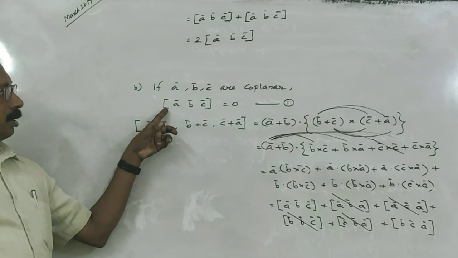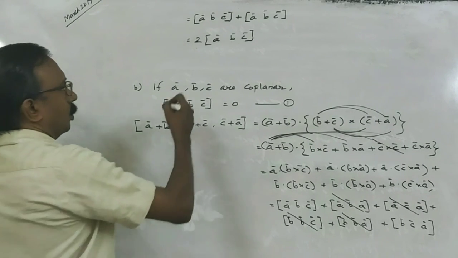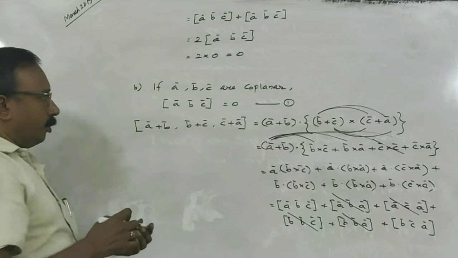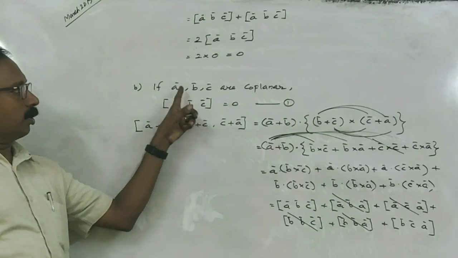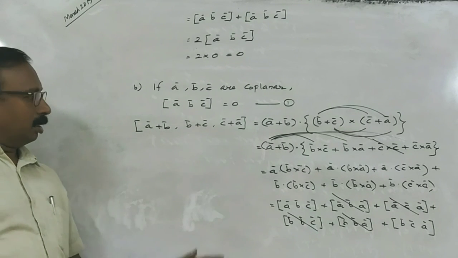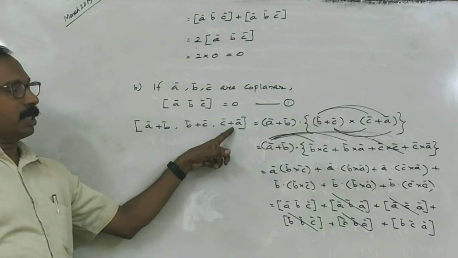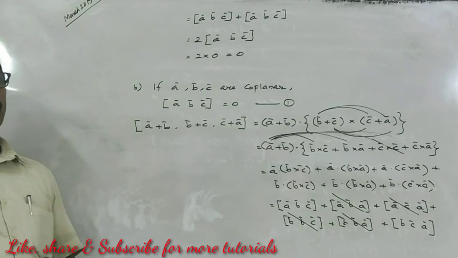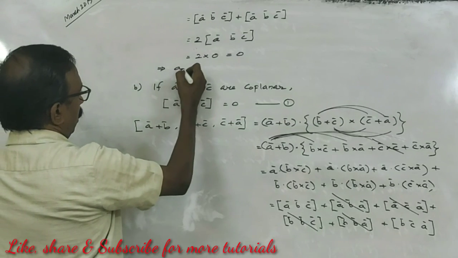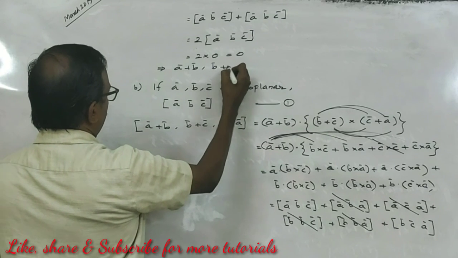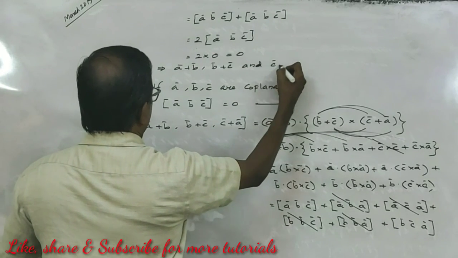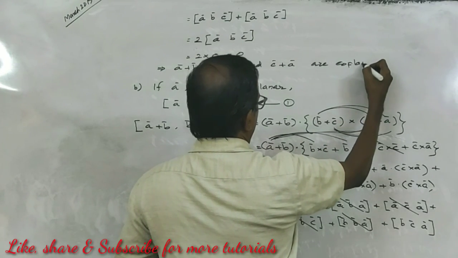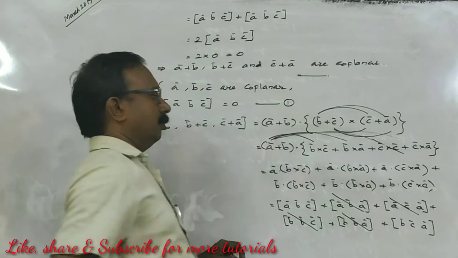But according to the condition, box ABC is 0. So 2 into 0 is equal to 0. That is, if box ABC is equal to 0, A, B and C are coplanar. If box of A plus B, B plus C, C plus A is equal to 0, then the vectors A plus B, B plus C and C plus A are coplanar. It implies that vector A plus B, vector B plus C and vector C plus A are coplanar, isn't it? Follow this.